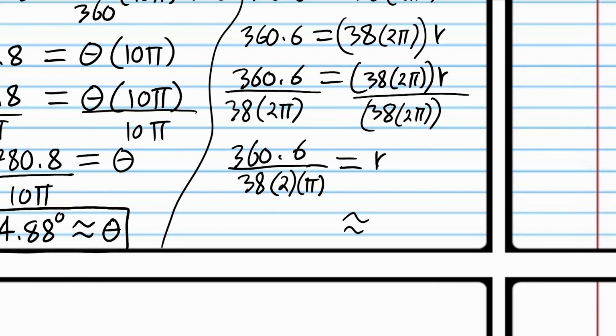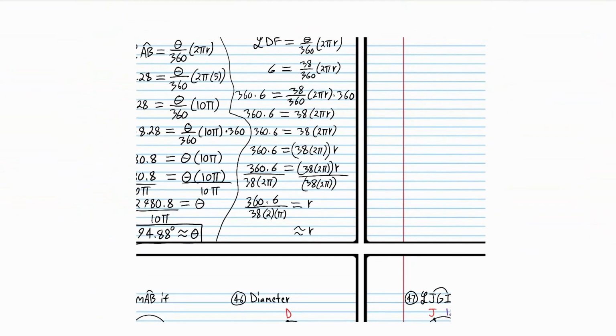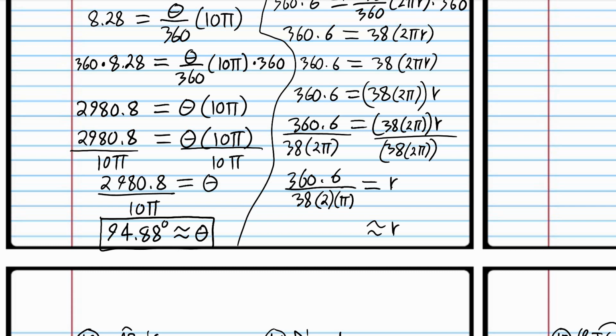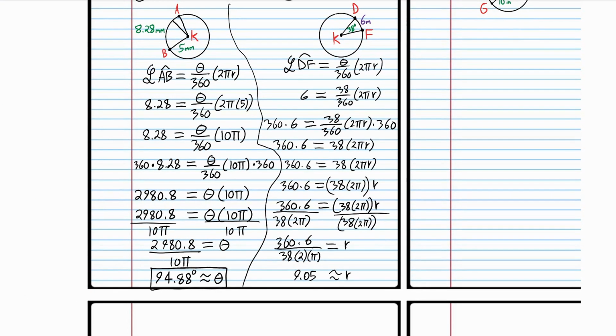So r is approximately equal to, we'll see. So 360 times 6 equals, and then divided by 38, because that's in the denominator, equals, and then divided by 2, because that's in the denominator, equals, and then divided by, push your pi button, and then equals. So we get 9.05. r is approximately equal to 9.05 meters.